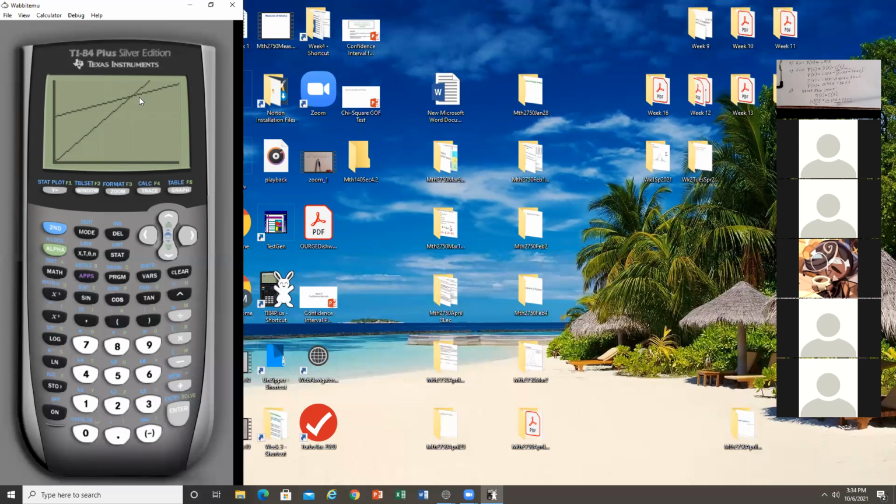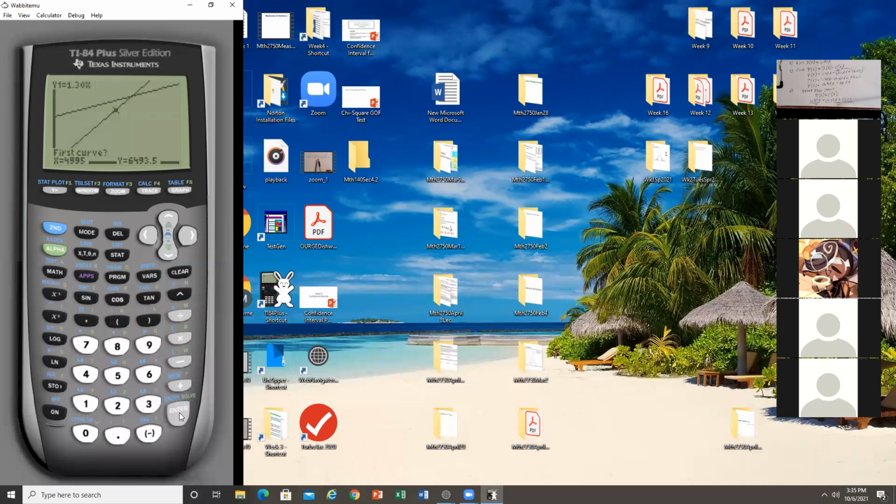All right, now we got to find a point of intersection. Does anybody remember how to find the point of intersection? How do we do that? Hit second and then hit trace. Yeah, we got to go into our calculate mode. Second, trace, and go down and grab what function? Intersect function. Ladies and gentlemen, second trace gets you into calculate. Go down and get the intersect function.